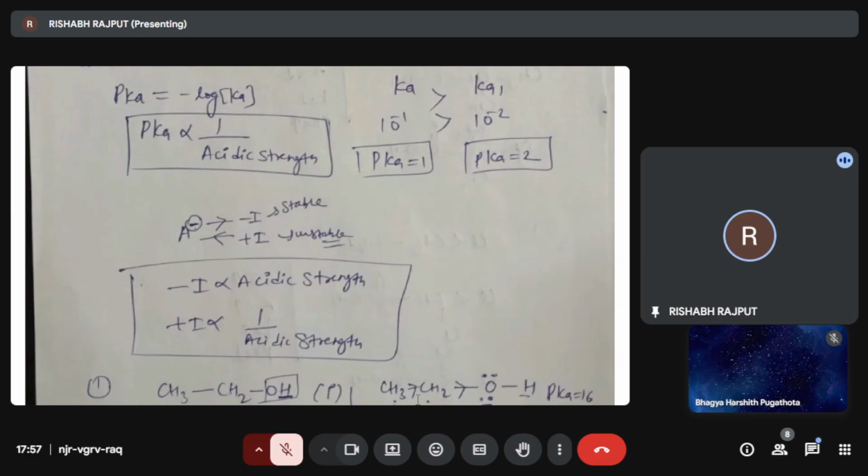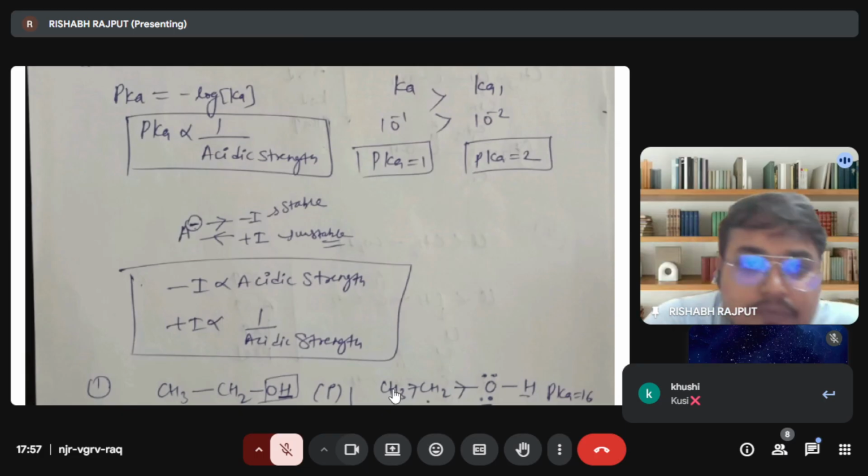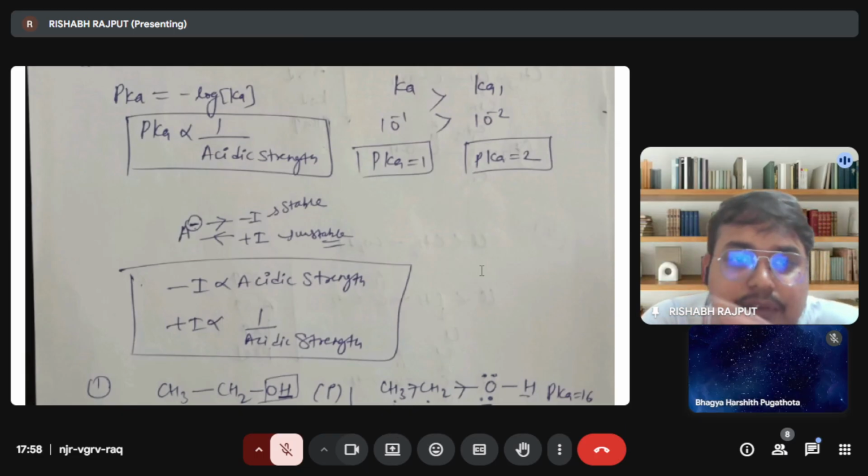So A negative already has an extra electron. A negative ion means it already has an extra electron. If a plus I group comes, it will try to give the electron to A negative again. So what happens? The stability of A negative will decrease. That is why A negative does not want a plus I effect to come. It wants only a minus I effect to come.